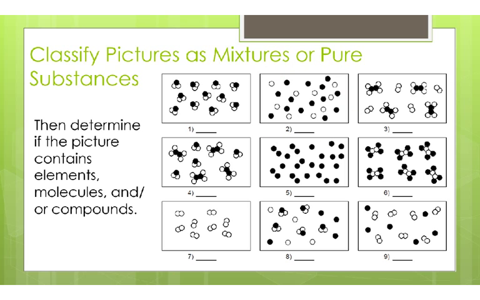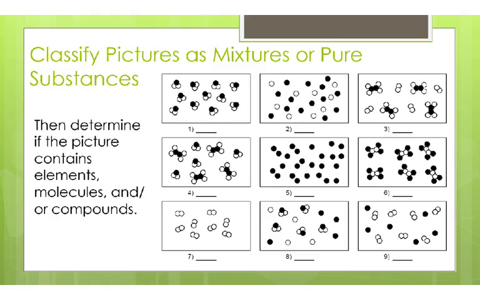If you take a look at picture number 2, not everything in the picture is the same. This white dot is different from this black dot, representing two different elements that are not chemically combined. If they were chemically combined, they would create a molecule and therefore would be a different situation. That's how you can classify something as a mixture. A pure substance and a mixture can be classified by taking a look at the picture and seeing whether or not everything is the same.